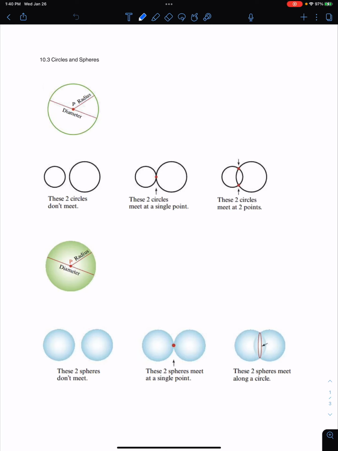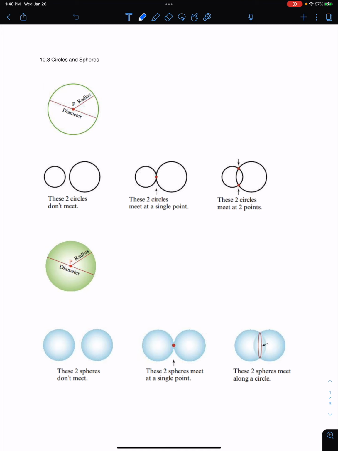So let's talk a little bit about circles and spheres. Honestly, there are only a couple of things that your book talks about in terms of circles and spheres. The first thing is the different parts of circles and spheres, and then how they meet together.